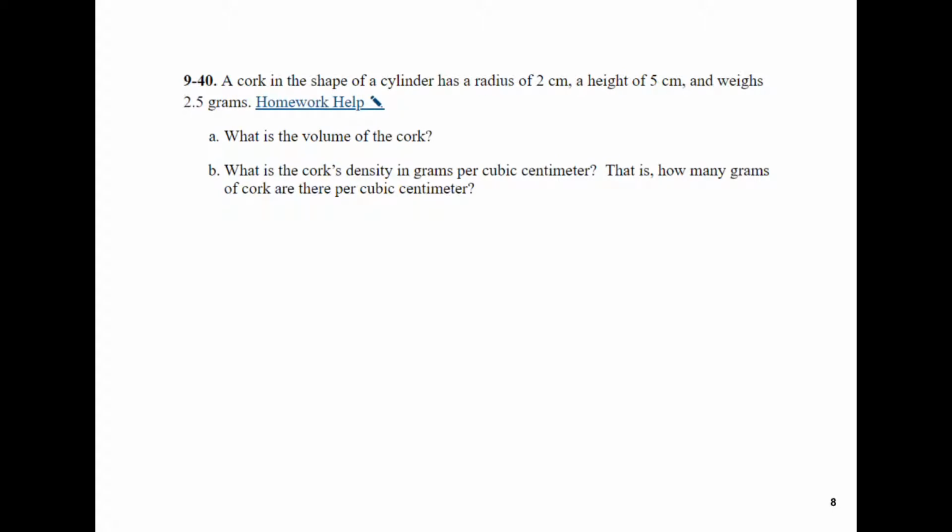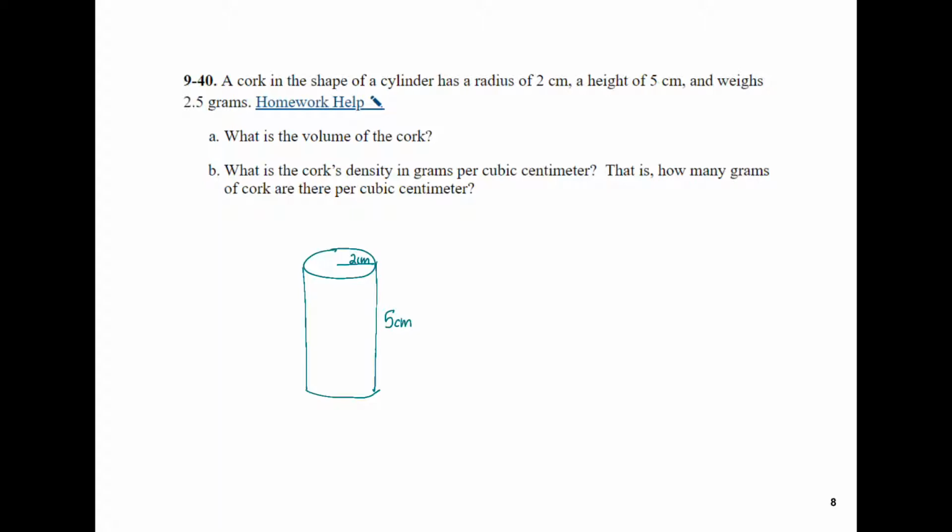9-40 says a cork is shaped like a cylinder and has a radius of 2 centimeters and a height of 5 centimeters and weighs 2.5 grams. What is the volume of the cork?